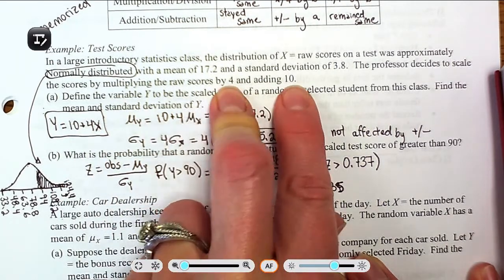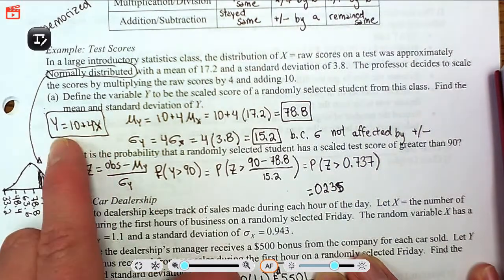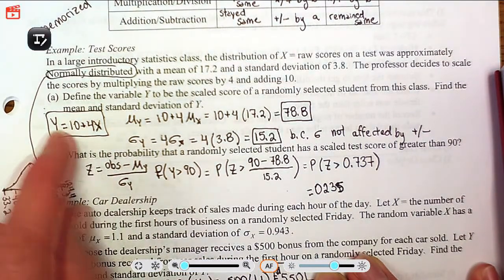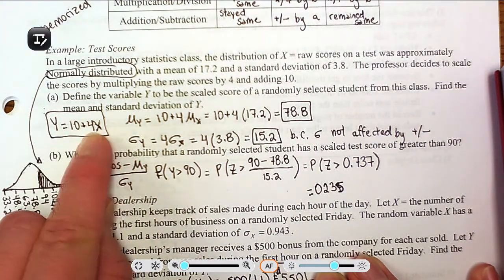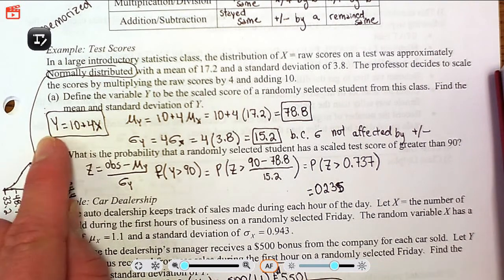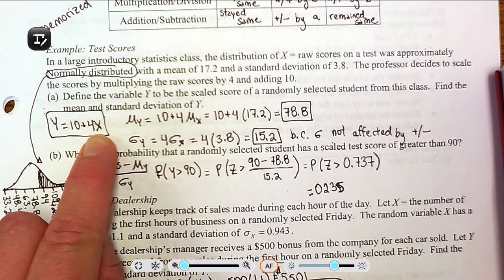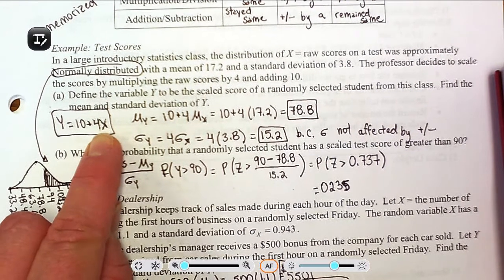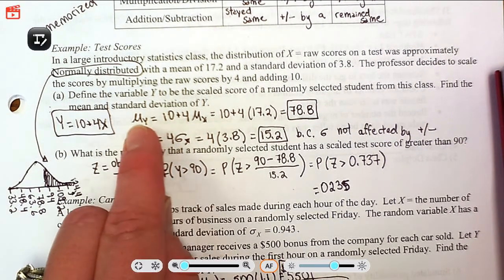So we're going to do these two things. So it's best maybe to start with a little formula for yourself. The new random variable y is going to be all the old scores multiplied by 4, then to add 10. And this is written in the form y equals a plus bx, the way that AP Stats class likes it. Okay, so let's talk about the mean of y.